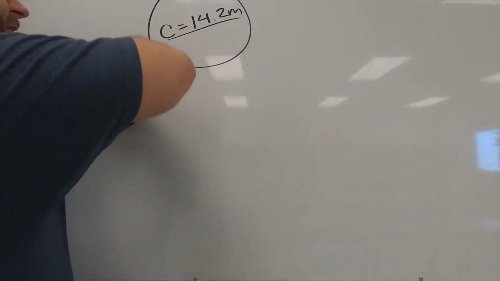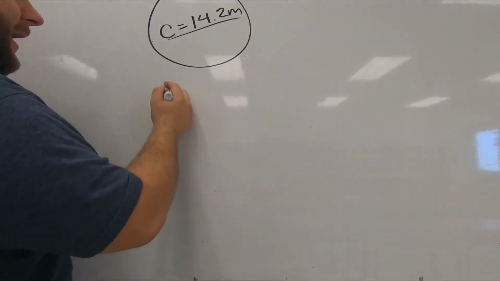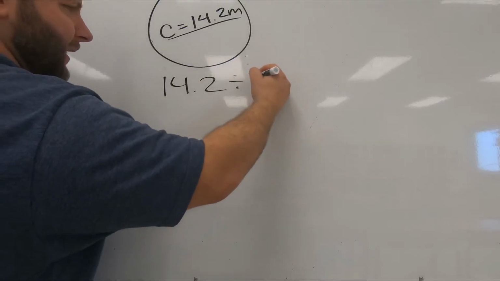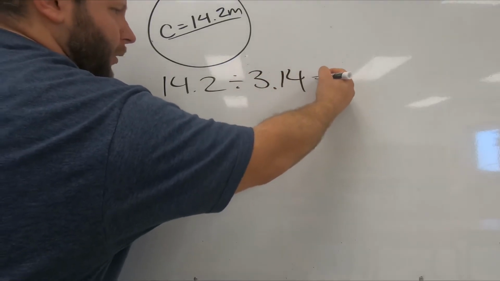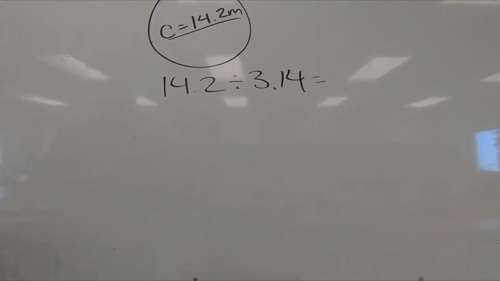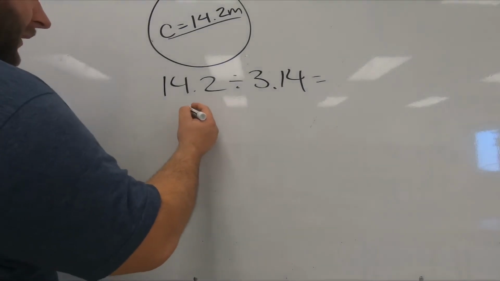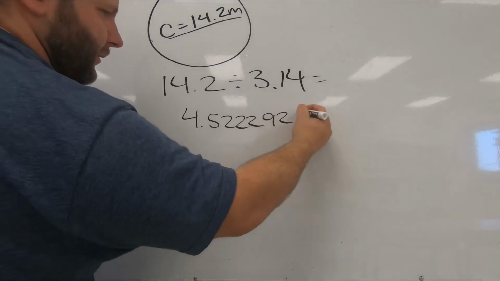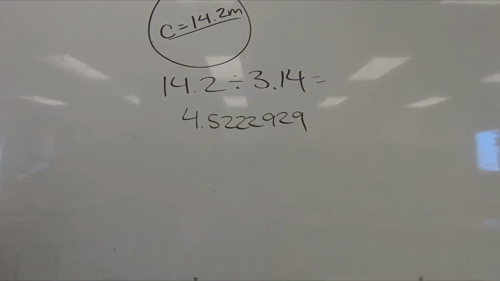So most of you from your worksheets do know how to do this. When we have the circumference and we want to work backwards to find our diameter, we're going to take 14.2 and we're going to divide it by pi. Remember, we multiplied it by pi to get 14.2. So working backwards, we can get back to our diameter. So if you take your 14.2 and you divide it by pi, you're going to end up with a very, very long decimal number, which is 4.5222929. Okay, extremely long decimal number.